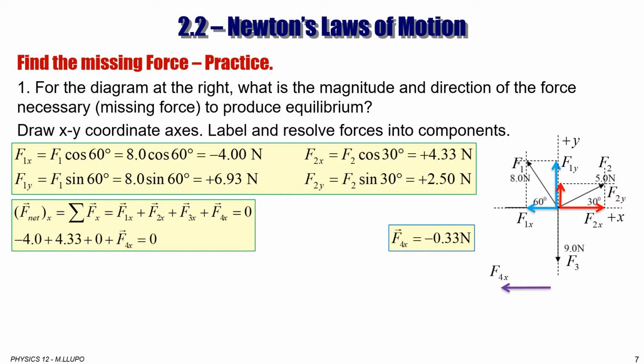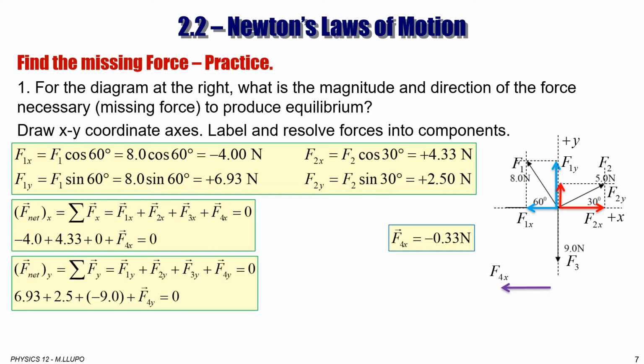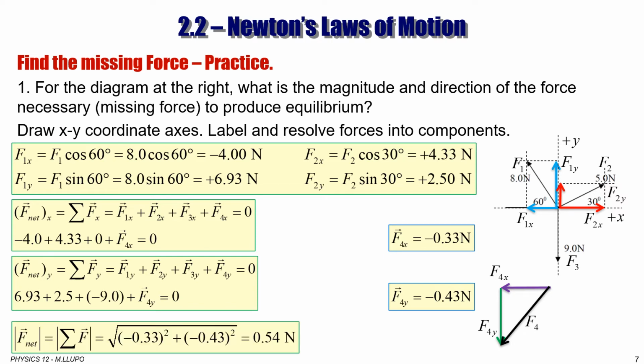Next step would be what happens on the y-axis. We do the same thing. Sum of all forces on the y-axis is equal to 0. And we can just replace F1y, F2y, F3y, F4y. Okay, so then we can solve for F4y, which is minus 0.43 Newton. And we draw it. After we draw it, we draw F4, which is the hypotenuse, and the angle theta.